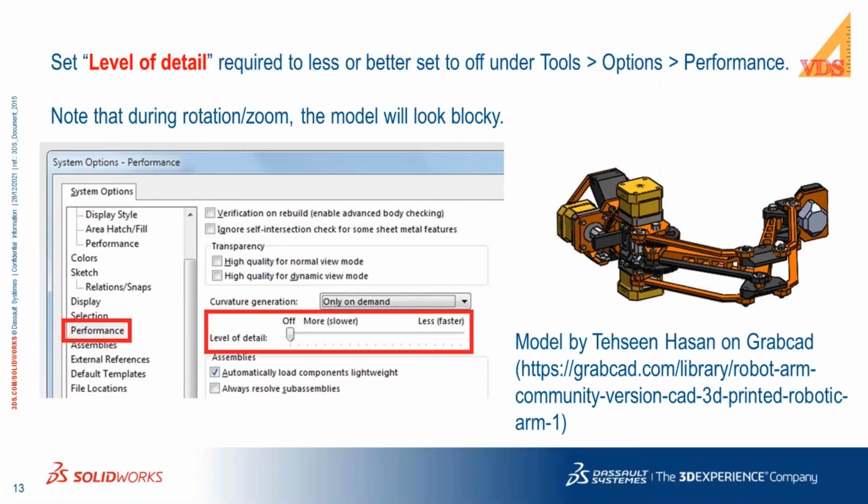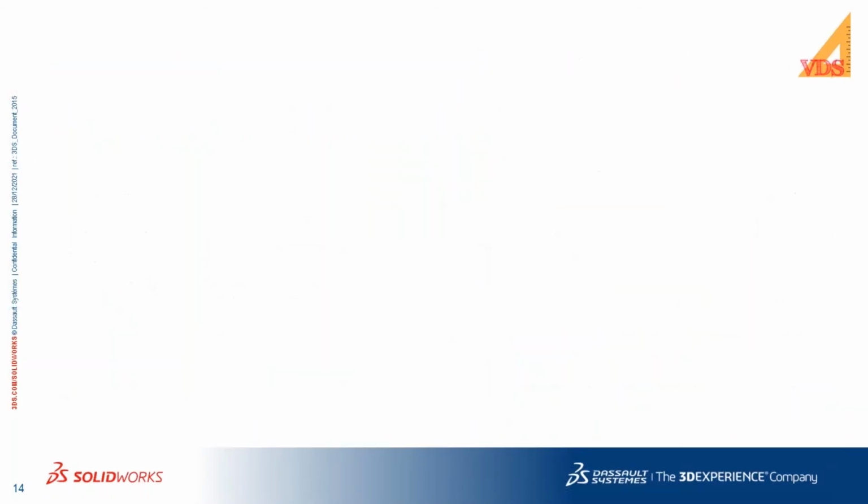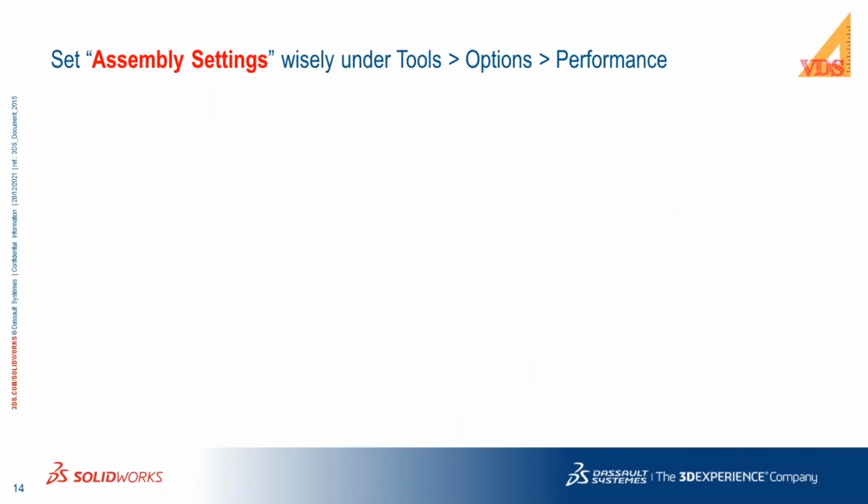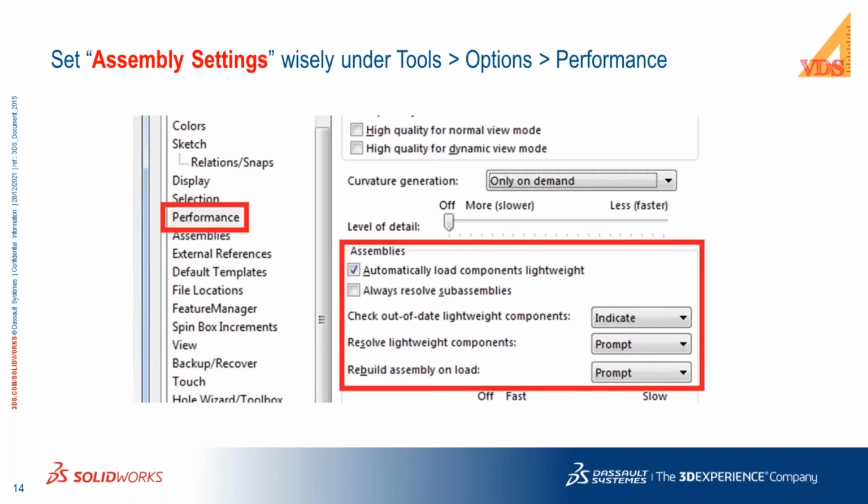Like I said, these help in reducing the graphics usage, though the model regenerating time would increase. The next one is assembly settings under performance. It's always good to set them wisely. For me, I always prefer my assemblies to load the components lightweight. So instead of going to the open menu and setting light design mode or lightweight mode, I always prefer my assemblies to open in lightweight mode.